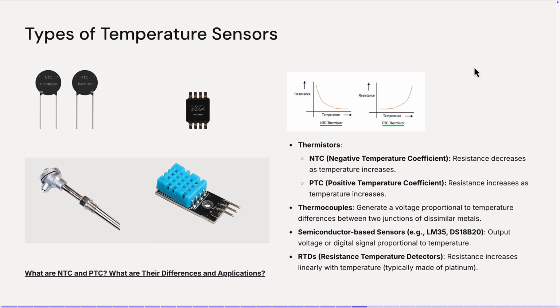So now, based on your IoT application, you can look at the data sheet of the temperature sensor. There are some sensors, for example, that have a good response to very hot temperatures, above 100. They don't function below 100 degrees. They function between 100 and 1000, for example.